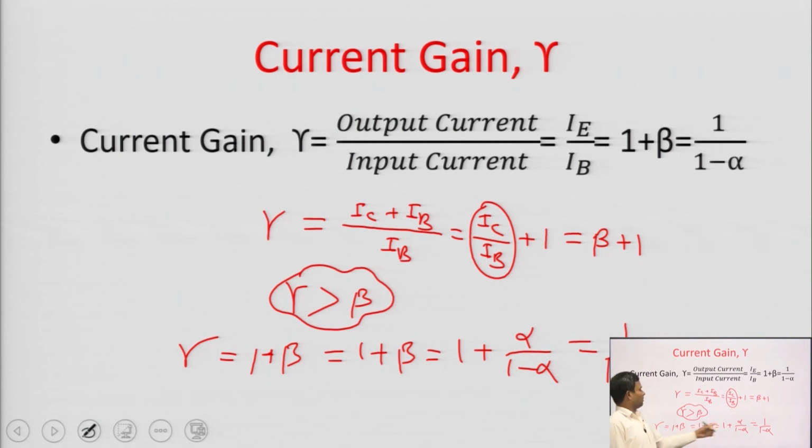This means the relation between gamma and alpha is like this, and the relation between alpha and beta is beta equals alpha upon 1 minus alpha. So we can write all types of relations: between alpha and beta, between beta and gamma, and between gamma and alpha. Alpha is equal to beta upon 1 plus beta, beta is equal to alpha upon 1 minus alpha, gamma is equal to 1 plus beta, and gamma is also equal to 1 upon 1 minus alpha. These are the relations. Whenever you solve numericals, you can use these relations.